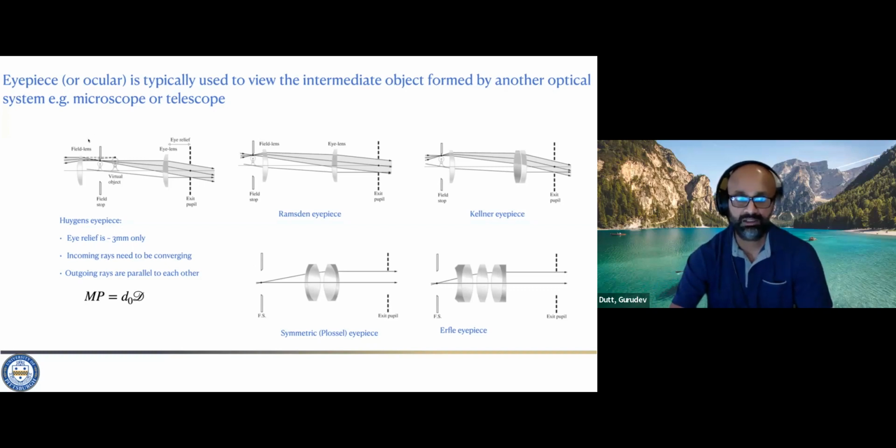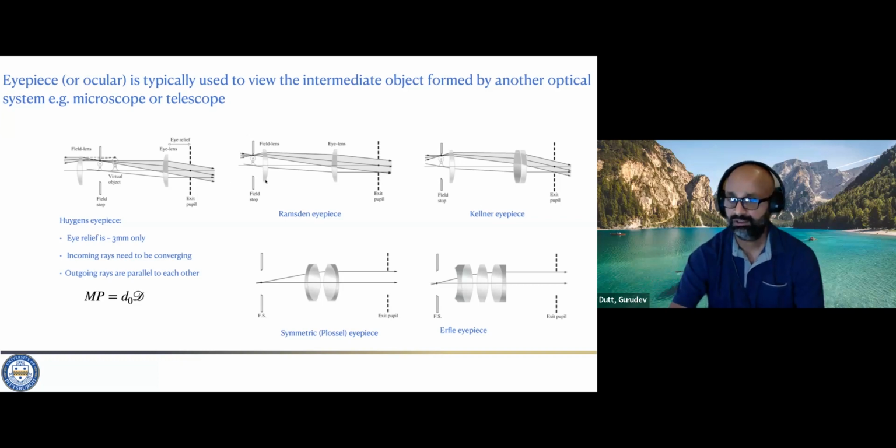Another restriction of the Huygens eyepiece was that the incoming rays also needed to be converging. So you needed to form some kind of object over here, which is a virtual object, which is shown here for this lens. And that is now something that we want to fix in the other situations over here. And the outgoing rays are parallel to each other. I think that's nice because that helps the eye to be relaxed. And again, the magnifying power, which turns out to be quite universal for different reasons, is just D naught times the power of the combined system of these two lenses.